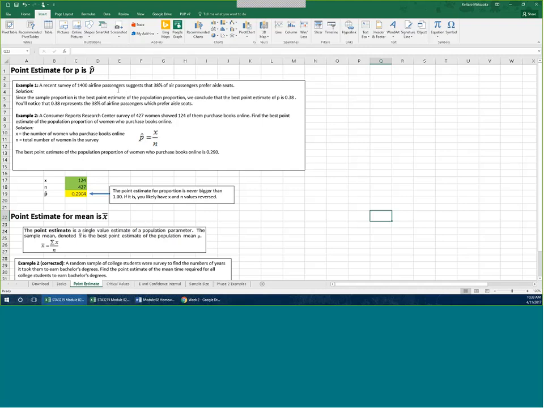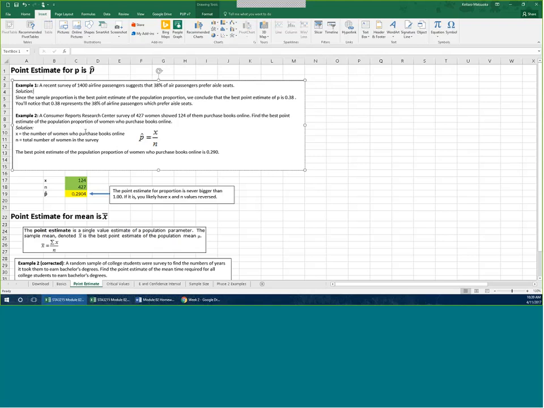One is, let's read the problem. A recent survey of 1,400 airline passengers suggests that 38% of airline passengers prefer aisle seats. In this case, this 38% is the point estimate. Sometimes it's that easy, just given to you. So the P hat for number 1 is going to be 0.38. That's your point estimate. Most likely you have to calculate it. So here's a second example.